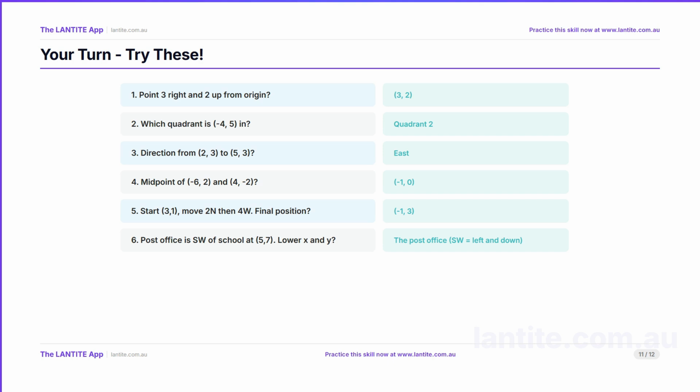Problem 3. A student walks from position 2, 3 to 5, 3. What compass direction did they walk? Problem 4. What is the midpoint of -6, 2, and 4, -2? Problem 5. A student starts at 3, 1, moves 2 units north, then 4 units west. What is the final position? Check your answers on screen.